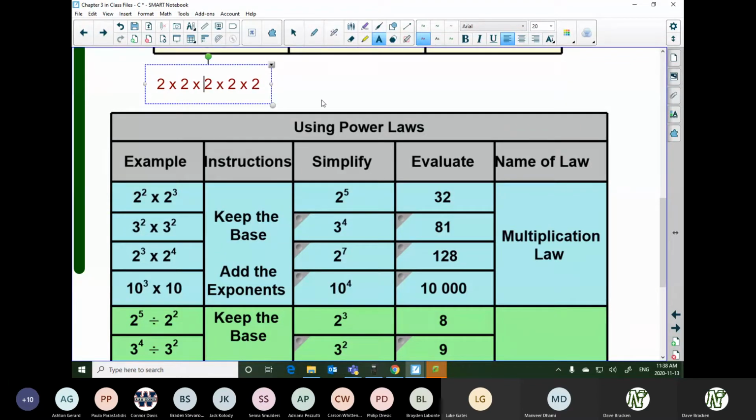And when you look at it, isn't that just 2 times 2 times 2 times 2 times 2, 5 times? Or 2 to the power of 5? It's an easy way to get a single power before we evaluate. This is called the multiplication law. Okay, so let's go to the next page. I am going to come back to this page, but let's go to the next page.